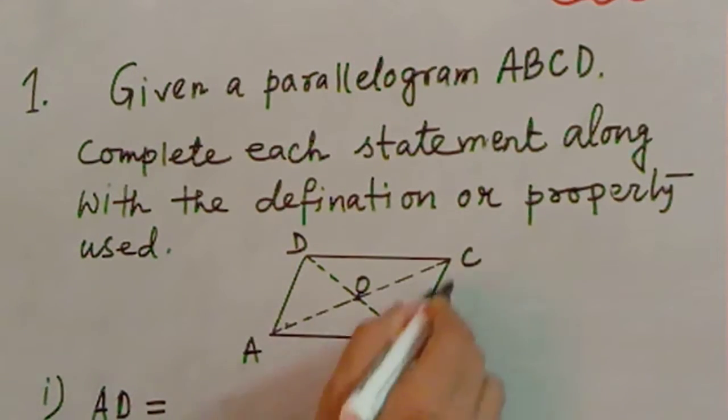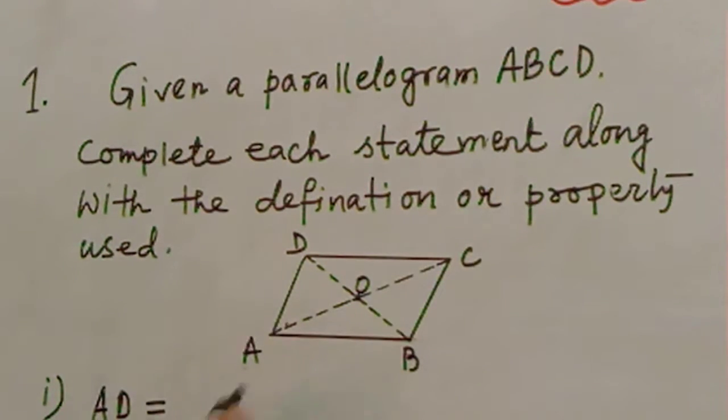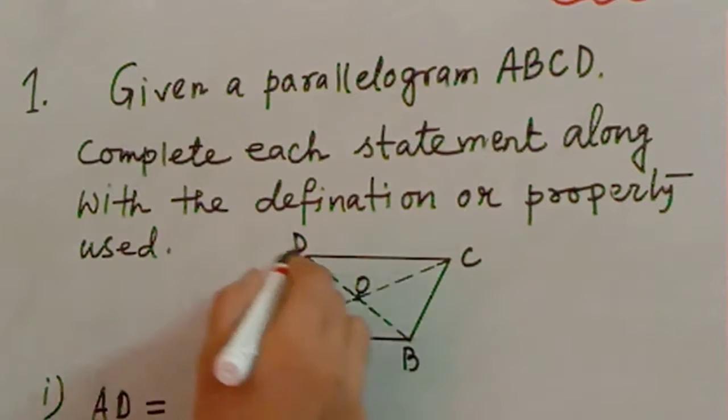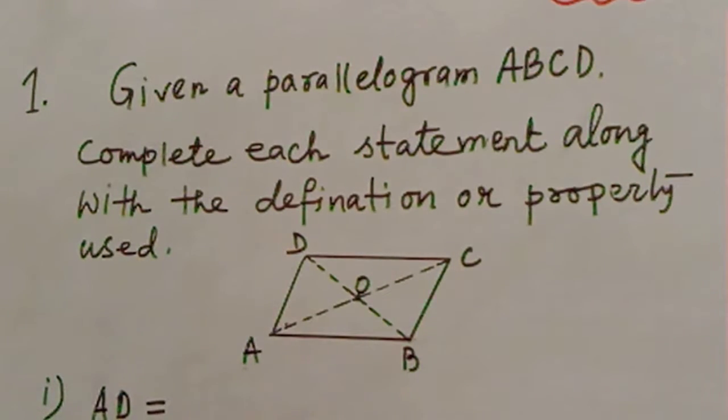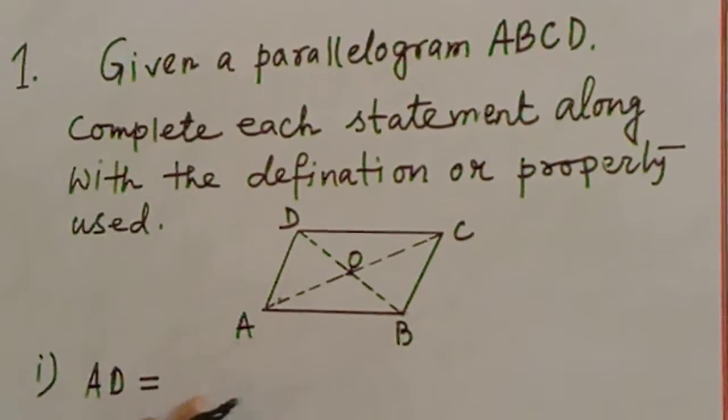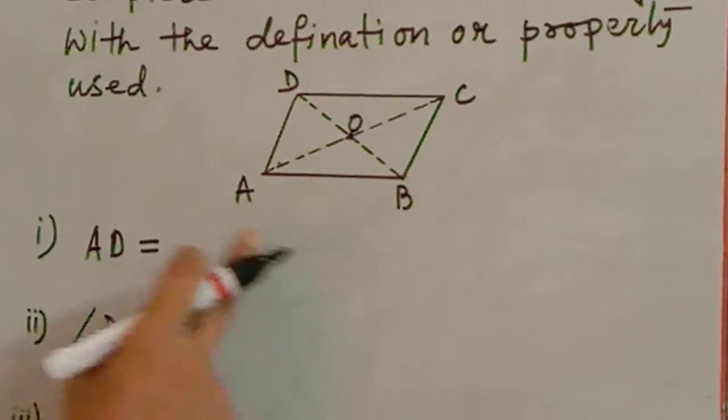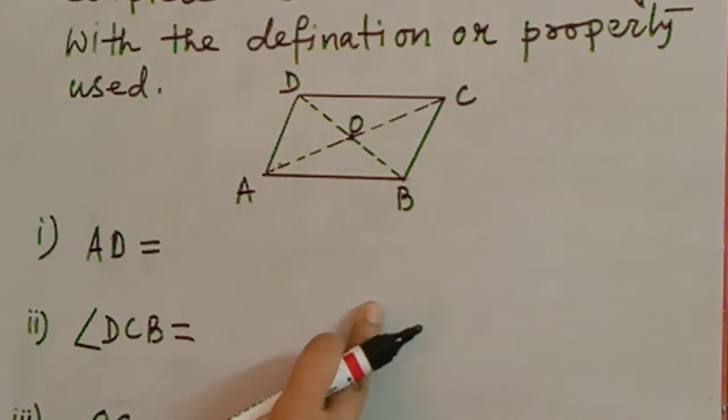Say ABCD is a parallelogram. Diagonals AC and BD intersect at O. You have to complete the sentence and you have to give the reason also. Now see.